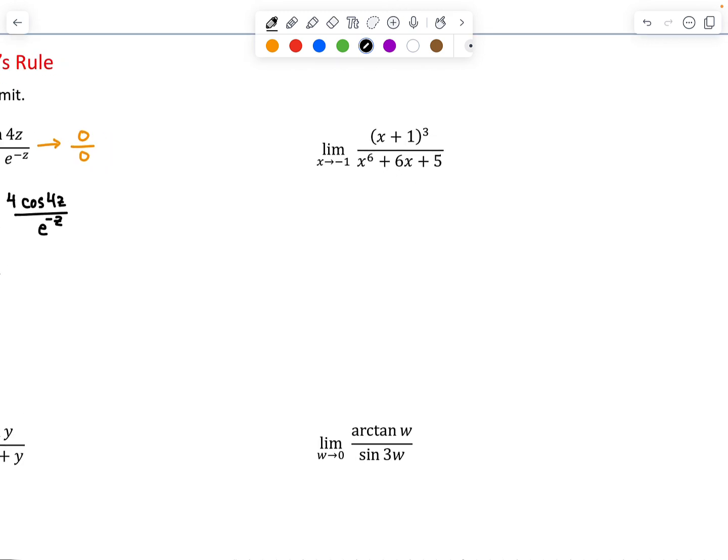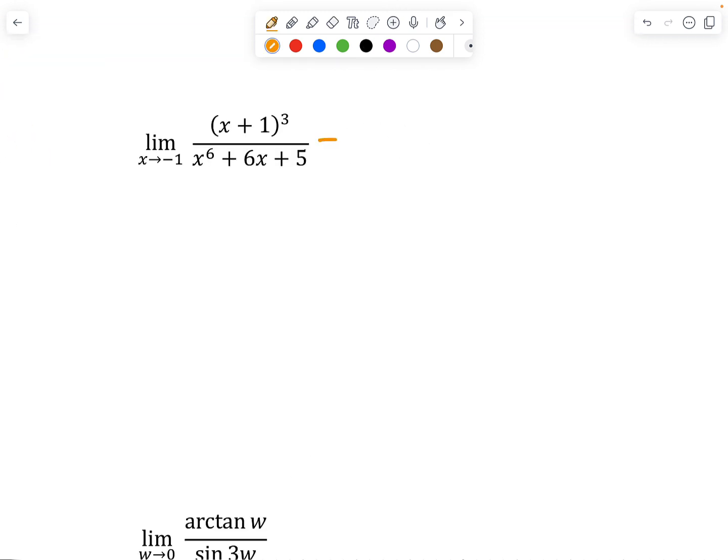Next limit on this page, as x approaches negative 1, the numerator approaches 0 cubed, which is 0, and the denominator. Negative 1 to the 6th is positive 1, and then add 5 is positive 6, and then this will become minus 6. So we do get a 0 in the denominator. So this is a trigger for L'Hopital's rule. We'll do a limit instead.